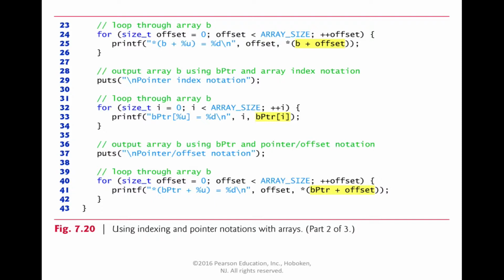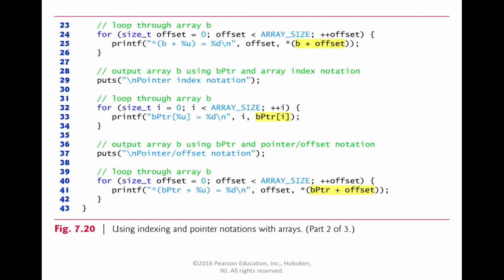When we print out the item, instead of doing array index notation, we are going to take b and add the offset to it. That's going to move us 1 integer, or 1 element of the array. And then because b is a constant pointer, we are going to dereference the whole thing. Again, remember that when we define an array, the array variable name becomes a constant pointer to the first item in the array.